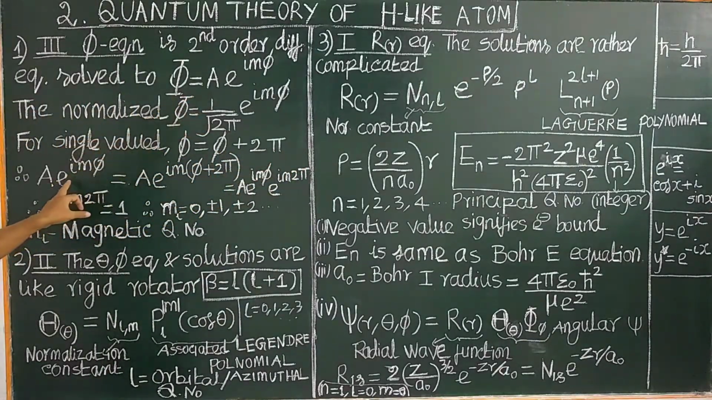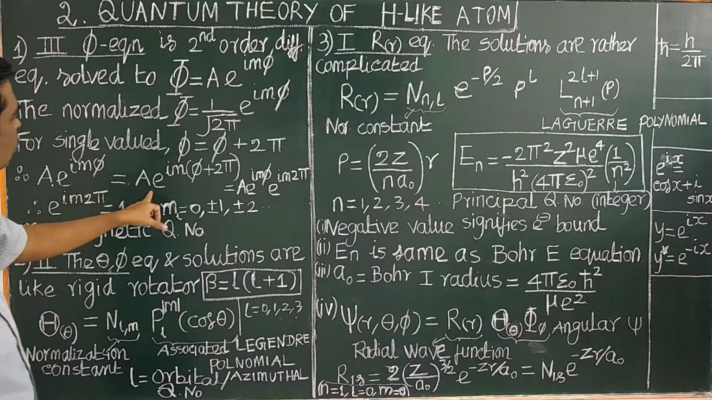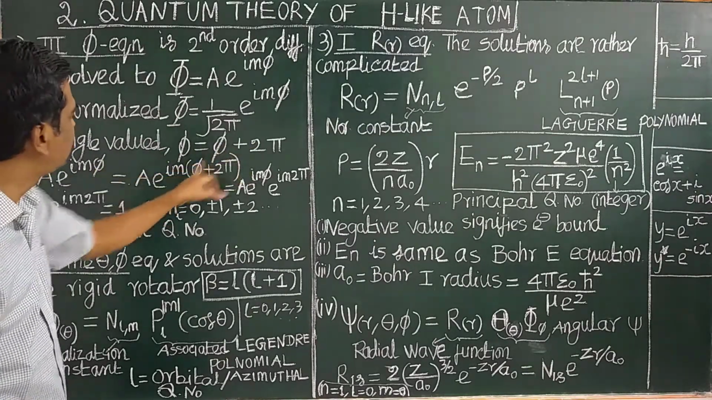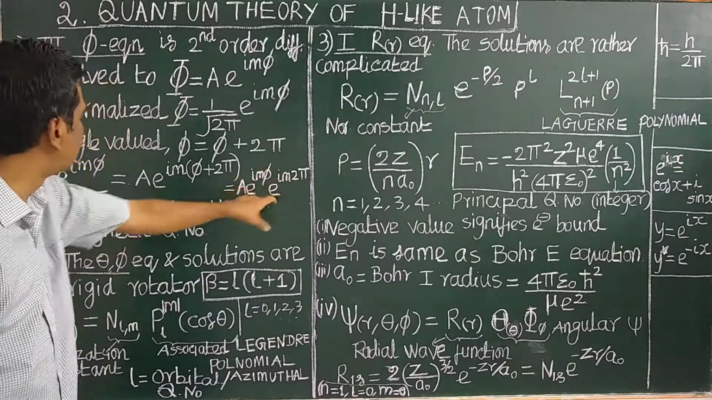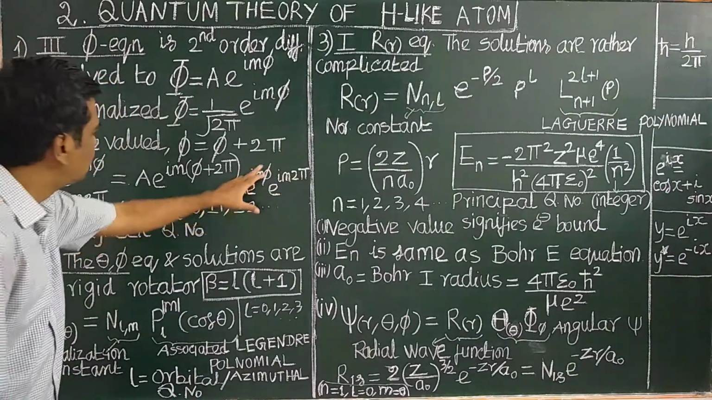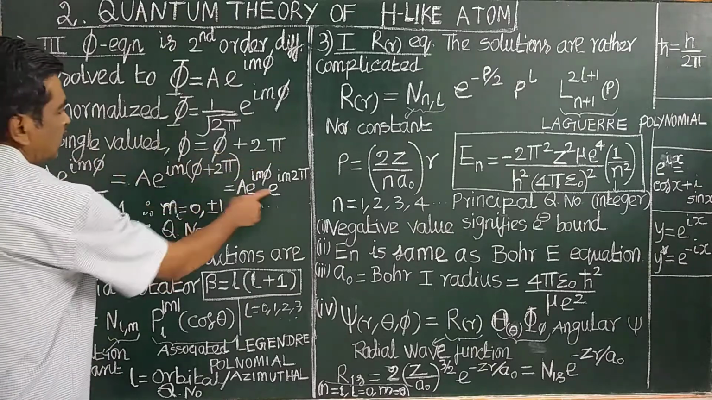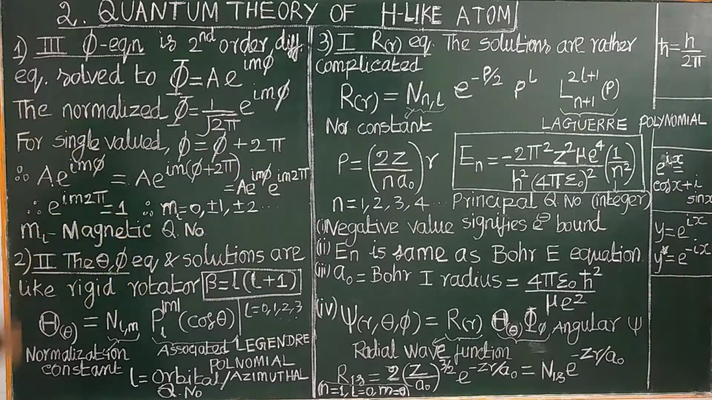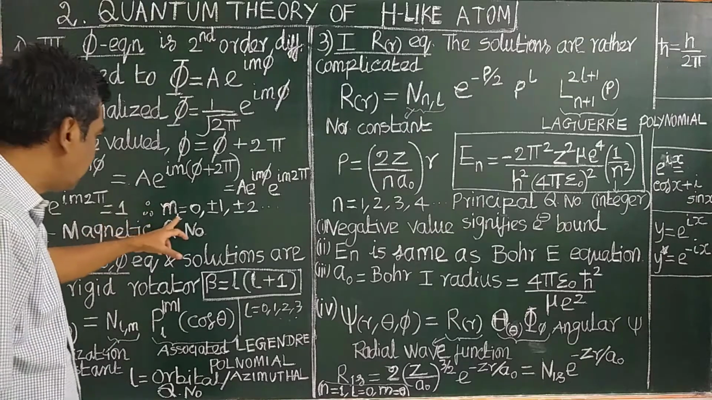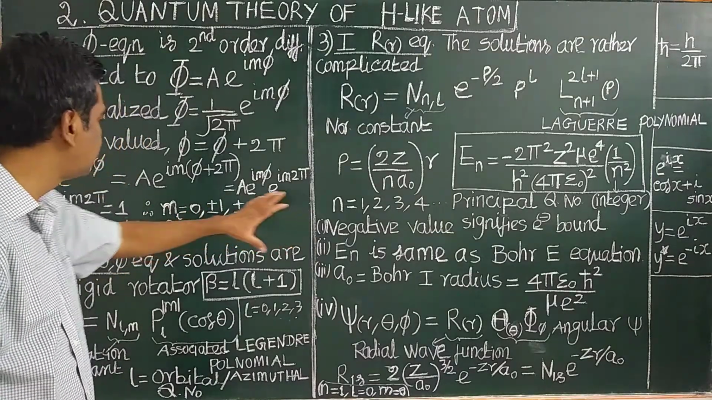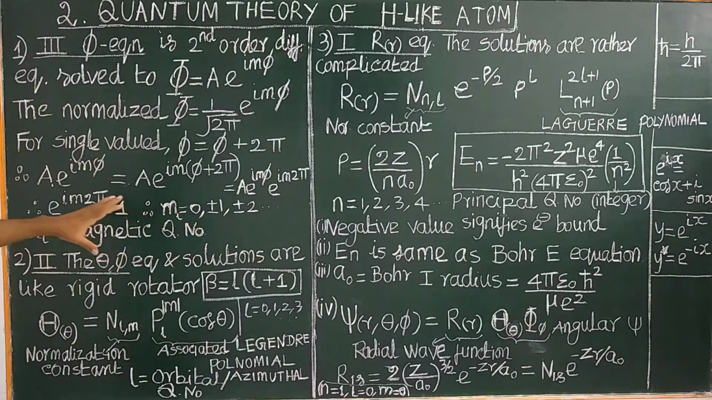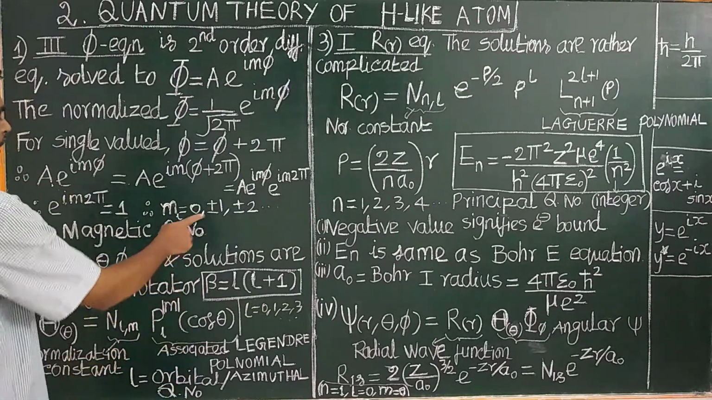Therefore, A e power i m phi equals A e power i m (phi plus 2 pi). Then you substitute here and it can be split into two terms, and you can strike the common term. Therefore, e power i m 2 pi equals 1. m can have values 0, plus or minus 1, plus or minus 2, plus or minus 3. These are the values which can satisfy this equation to give the value 1, mathematically.